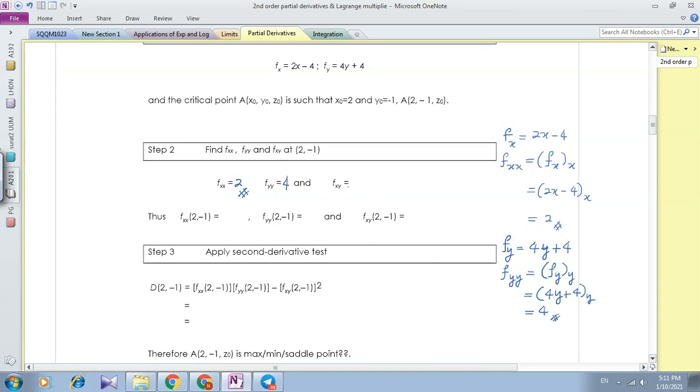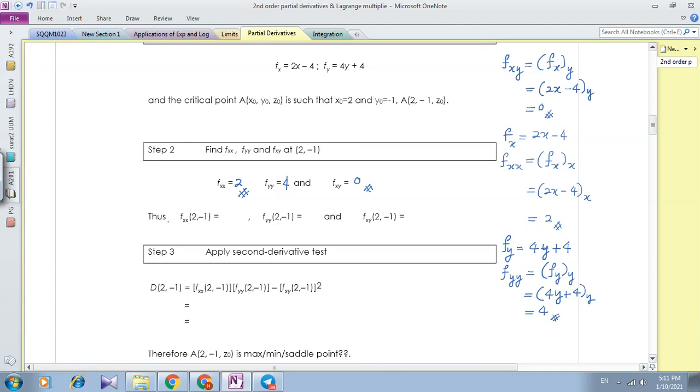And finally, fxy. Let me write on top here. fxy means finding the partial derivative with respect to y of fx. So this is 2x minus 4. Find the partial derivative with respect to y, and we can see that there is no y here, so this is straight away 0. So this is 0.